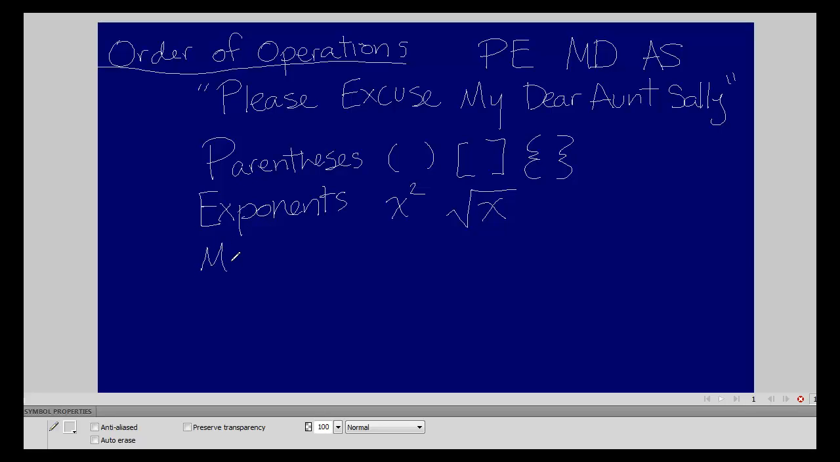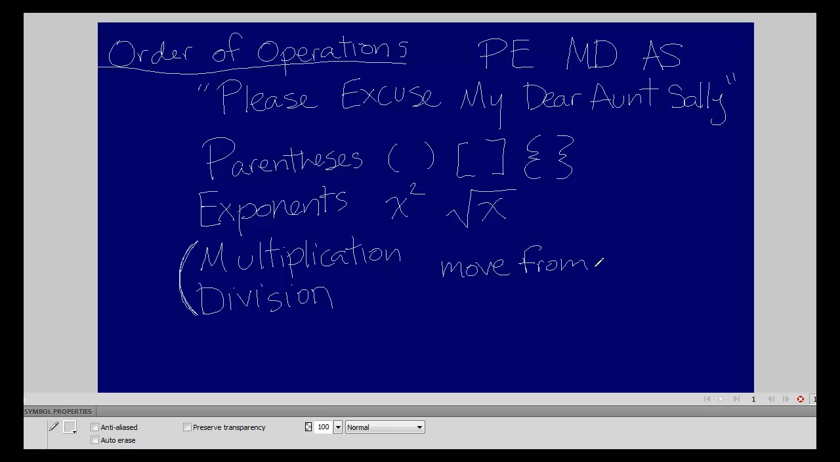And then we have the M, which stands for multiplication. The D is division. And these are, as we remember, inverse operations of each other. So these are the same level. And so we move from left to right as we work through these. So I'm going to say move from left to right.